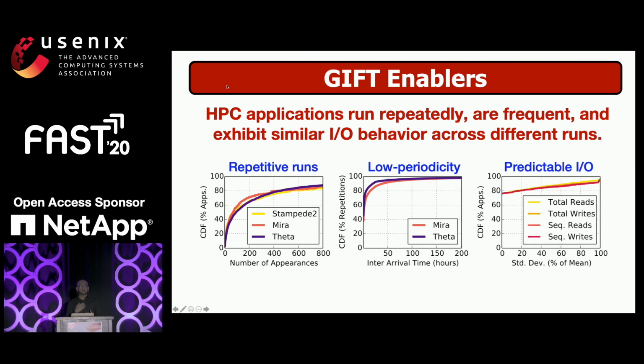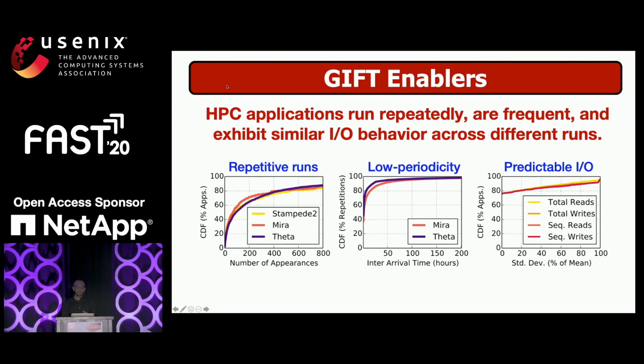But we see that HPC applications actually have very predictable I/O. So here we have 4 metrics. We have the total amount of data read during a run, total amount of data written, the number of sequential reads, and the number of sequential writes. And on the x-axis, we have the standard deviation of all 4 of these metrics. And on the y-axis, we plot the CDF.